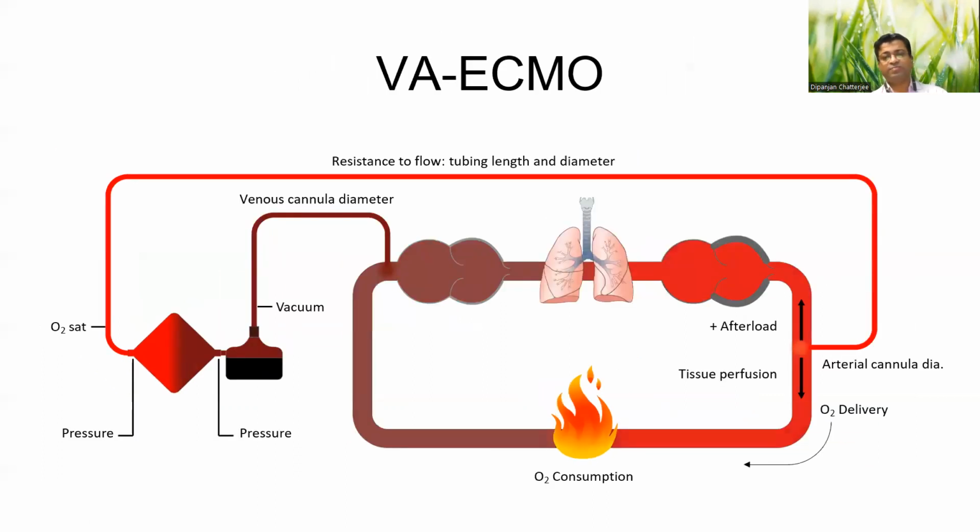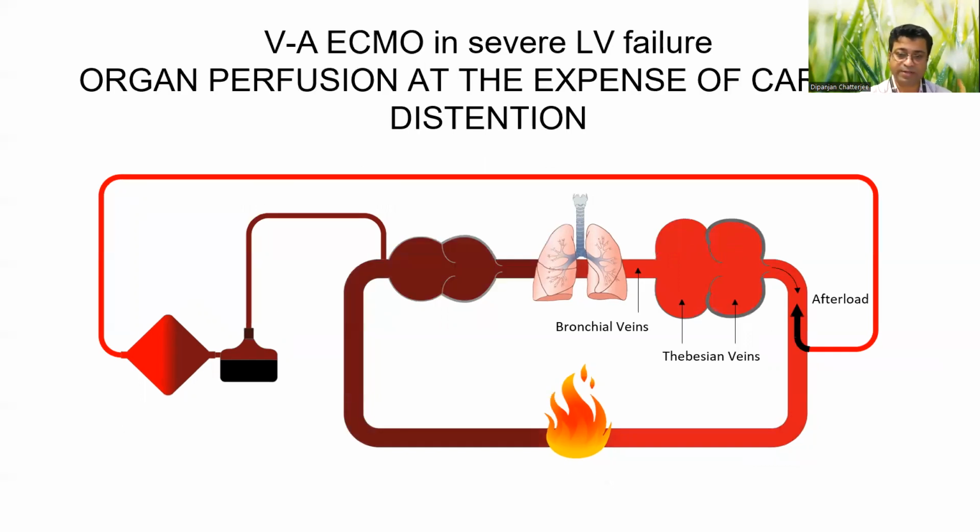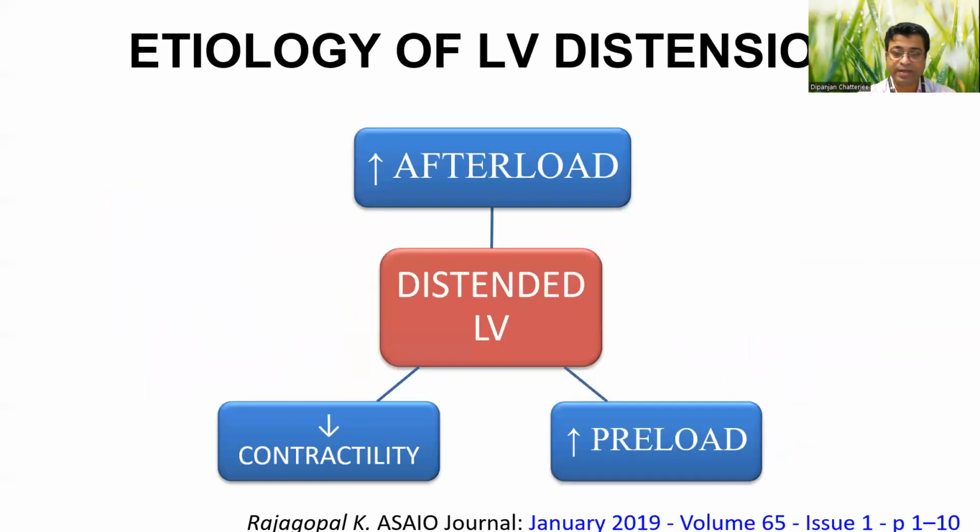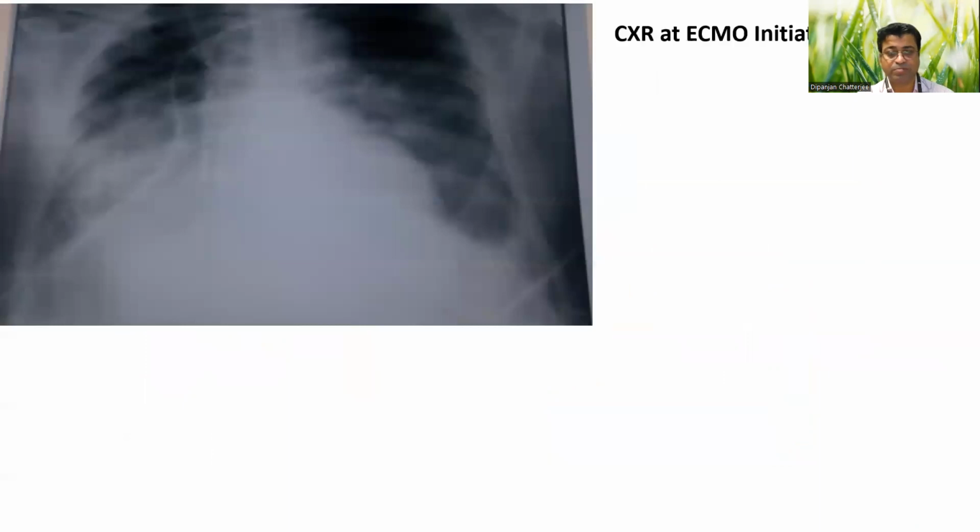Another thing occurs in VA ECMO. What is it? Since we are returning blood back into the arterial system, the afterload increases. Though we are reducing the preload, the afterload increases, and because of the afterload increase, there is an increase in the LV distension. And then this LV distension has to be judged and catered to as early as possible.